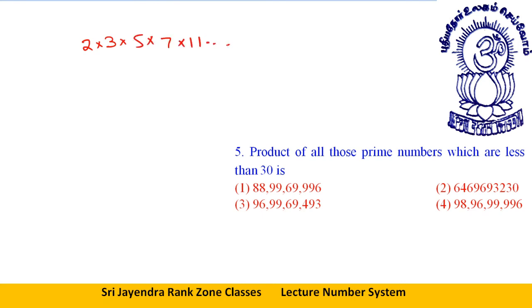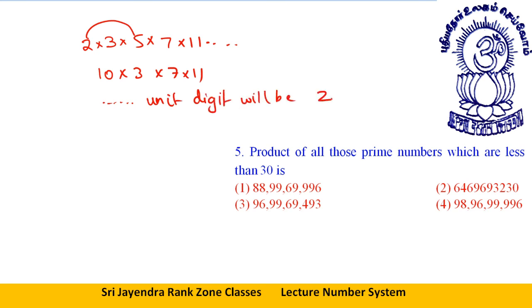7, 11, and so on, the moment I multiply a 2 and a 5, I get 10, into 3, into anything, into 7, into 11. So if I proceed that way, the unit digit will be what? The unit digit will be 0. Why 0? Because this is multiplied by 10. So only option 2 is possible. I hope it's clear to all.